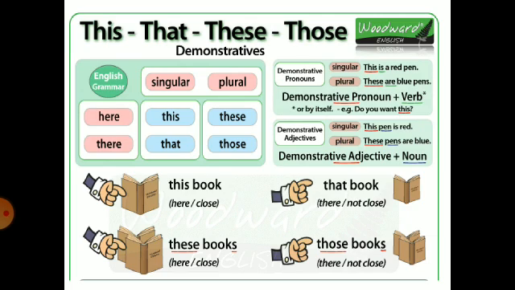Now, whenever we are making use of demonstrative pronoun, we add verb after the demonstrative. Like, this is demonstrative pronoun and is verb here. So when we talk about demonstrative pronouns, first of all we will add demonstrative and then a verb. This is a red pen. These are blue pens.